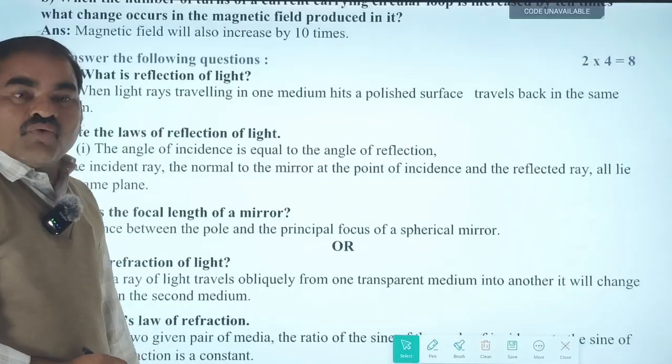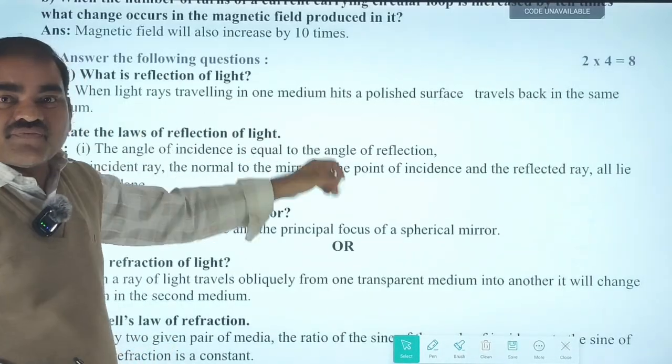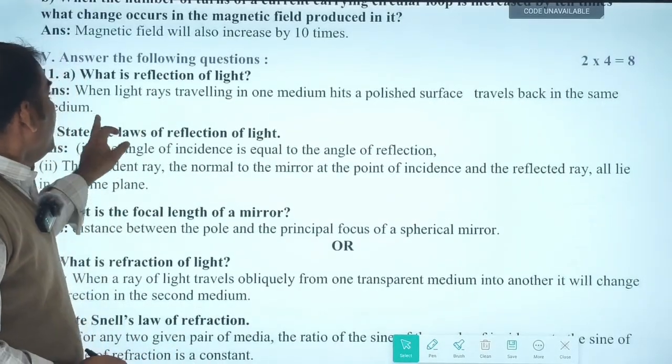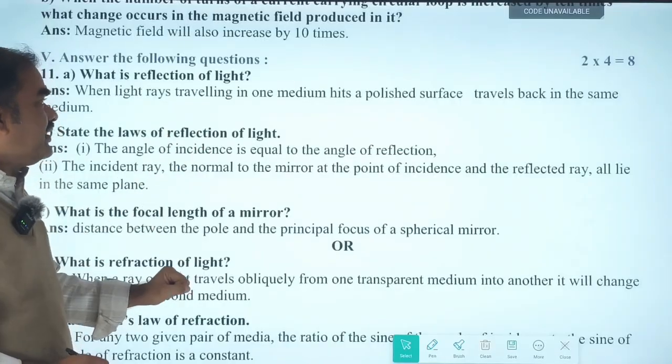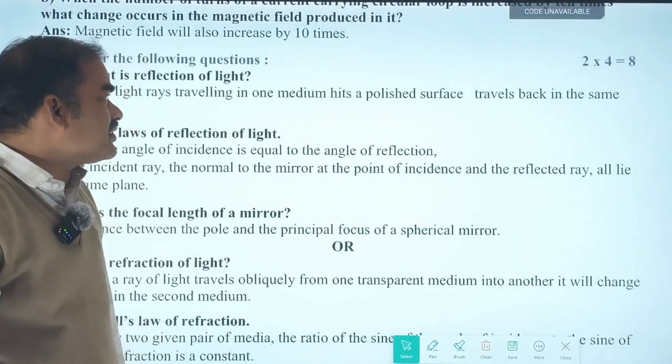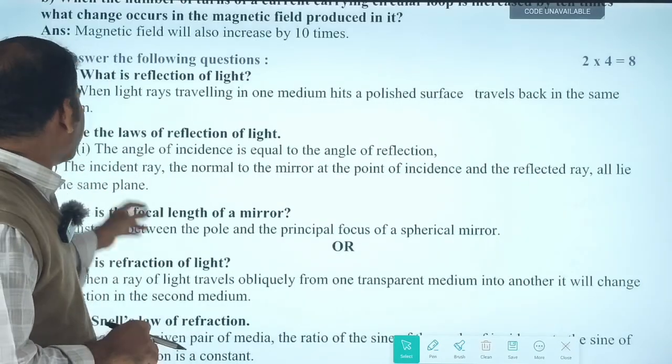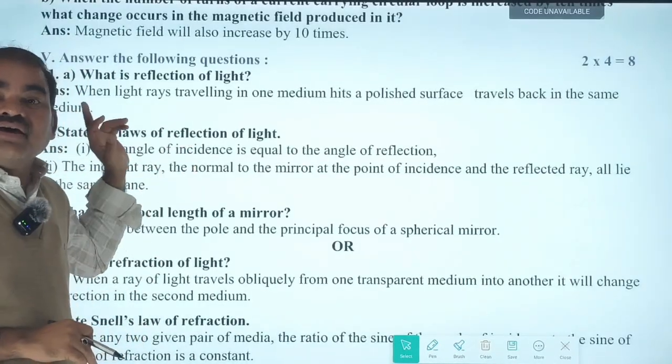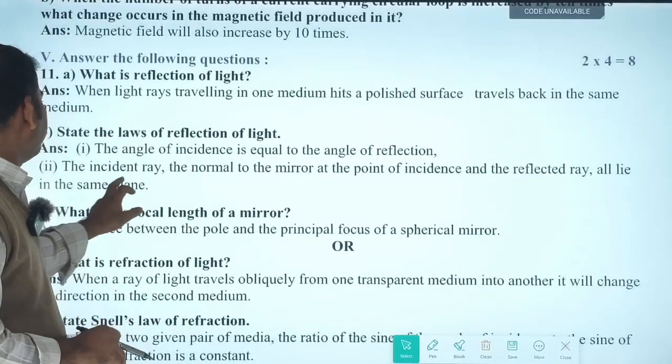Next one, what is reflection of light? When a light ray traveling in one medium hits a polished surface and travels back into the same medium, we call it reflection of light.